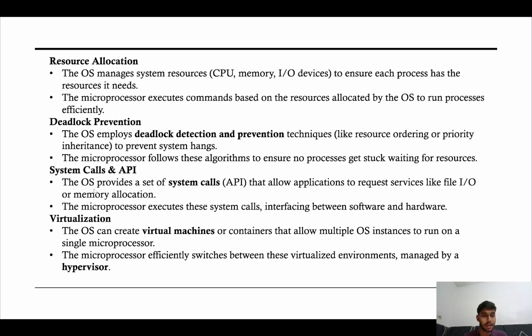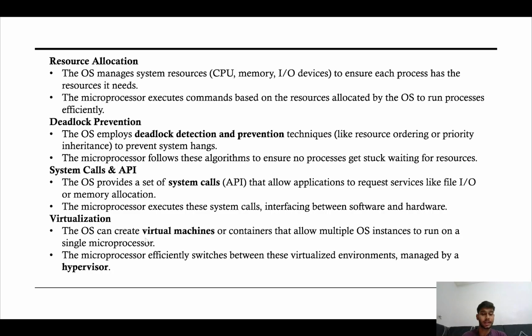System calls and API. The OS provides a set of system calls that allow applications to request services like file input-output or memory allocation. The microprocessor executes the system calls, interfacing between software and hardware. Here, in this concept, the OS provides a few basic system calls that need to be followed by the application for different purposes like input-output operations in the memory.